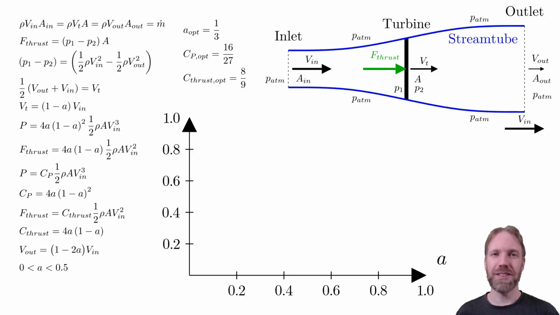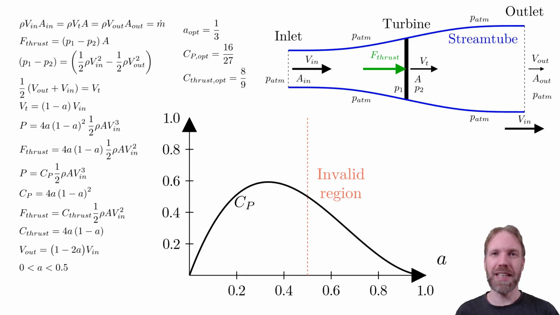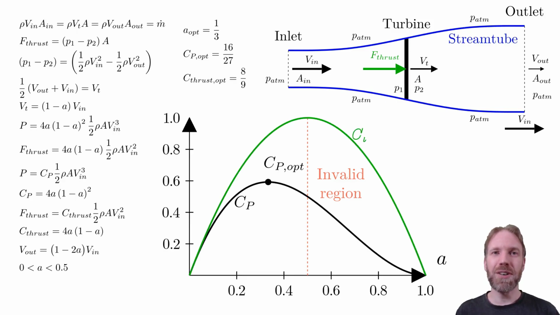Let's plot this result. First we have the power coefficient. We have plotted all the way to A equals 1 even though it is invalid above 0.5. This is to show that the model just predicts a decreasing power coefficient, which is what we would expect for a real turbine. Let's add in the optimal point. We can also plot the thrust coefficient. Note that this one peaks at A equals 0.5 and decreases in the invalid region.